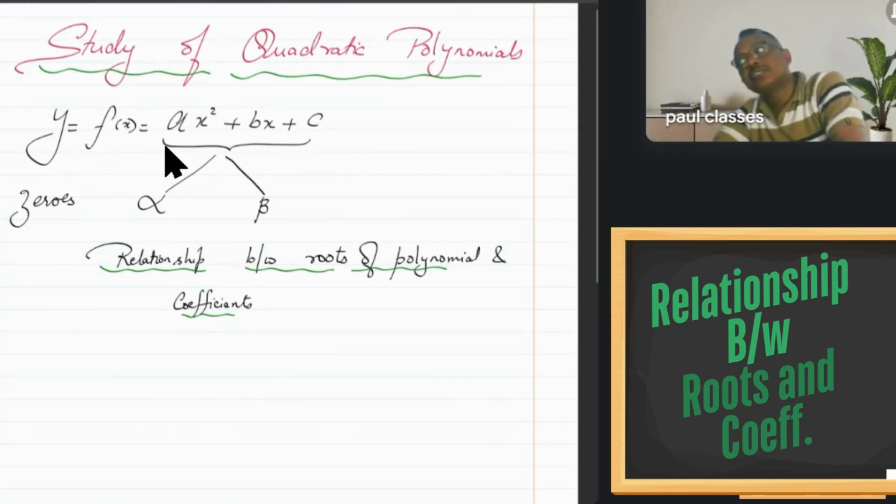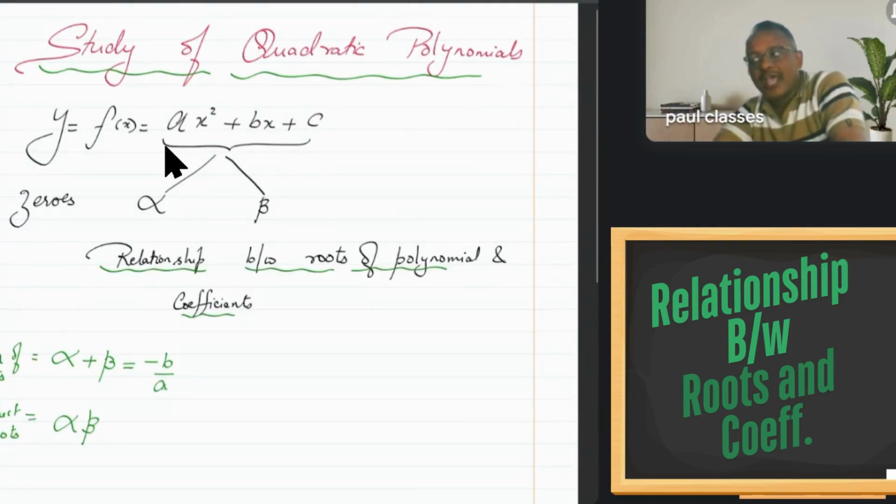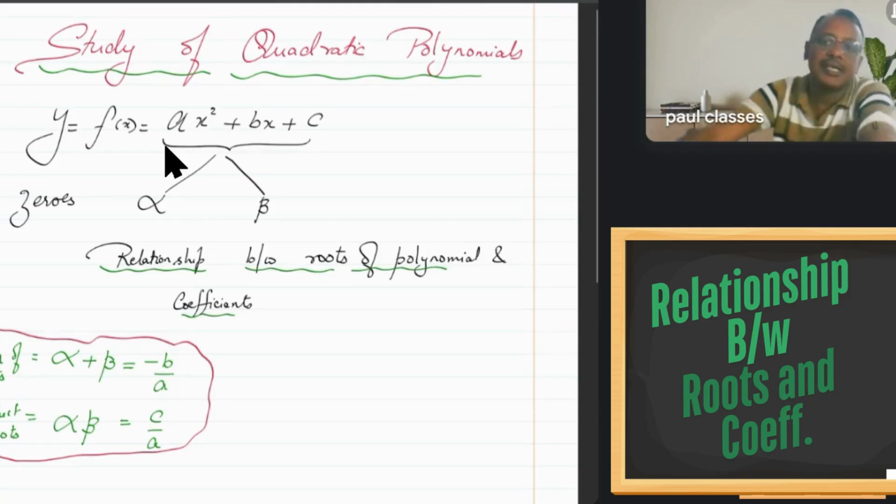Sum of roots, alpha plus beta, is always minus b by a, and alpha beta, which is called the product of roots, is given as c by a. This is the relationship between the roots alpha, beta and the coefficients a, b, c.